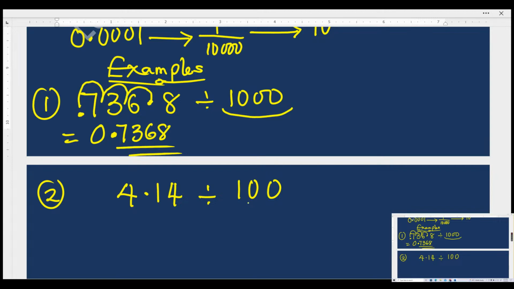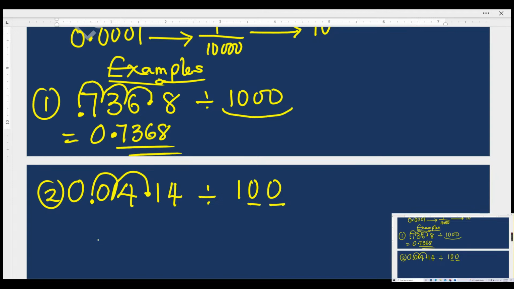Now 100 has 2 zeros, 1, 2. So move your decimal point in the decimal number to the left twice because 100 has 2 zeros. So let's count. 1, 2. So my decimal point has been shifted right here. So in this empty curved space, I'm going to fill it up with 0. Then to my left, since there is no number there, I will also write 0.